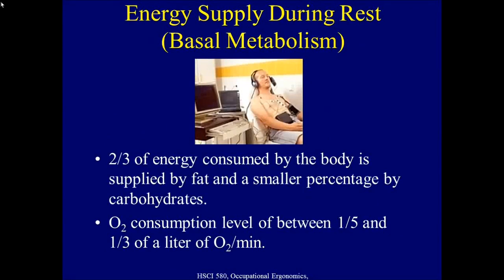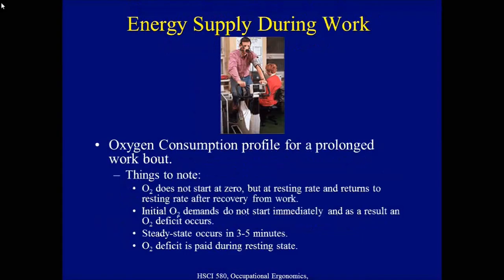So energy supply during rest, your basal metabolism, 2/3 of the energy consumed by the body is supplied by fat and a smaller percentage by carbohydrates. Oxygen consumption level is between 1/5 and 1/3 of a liter of oxygen per minute. I'll hold you responsible for that, knowing that 2/3 of the energy consumed comes in through fat and by carbohydrates. But more important is that for an average-sized individual, when it comes to basal metabolism, we're looking at about 1/5 to 1/3 of a liter of O2 consumed per minute.